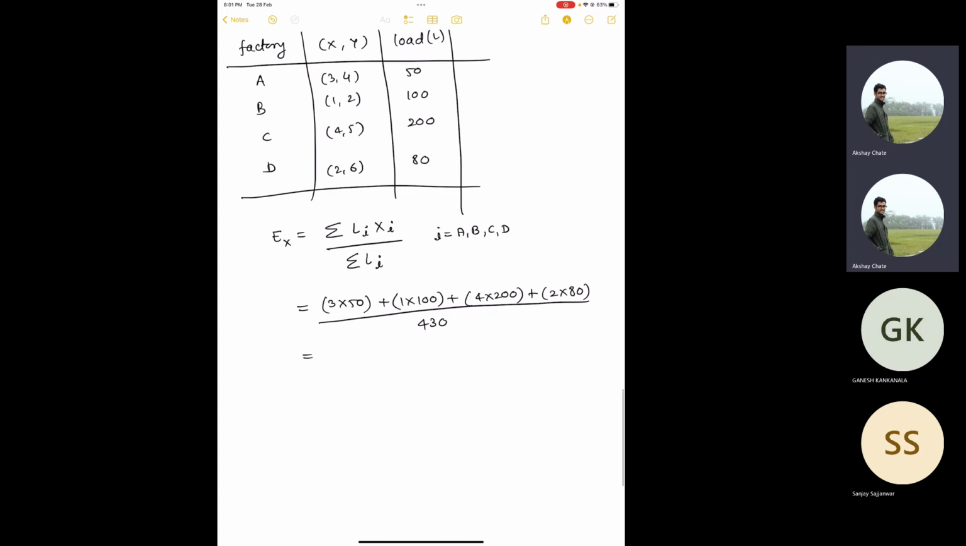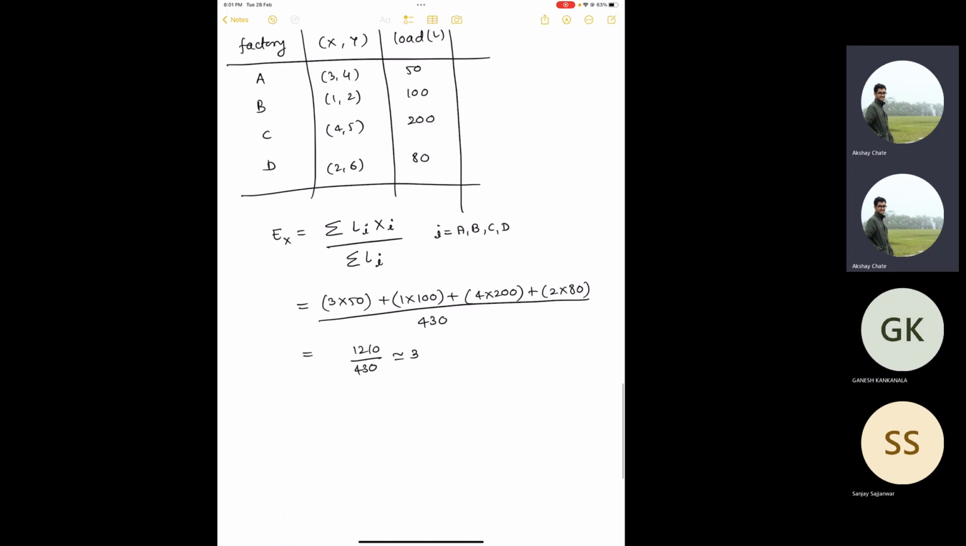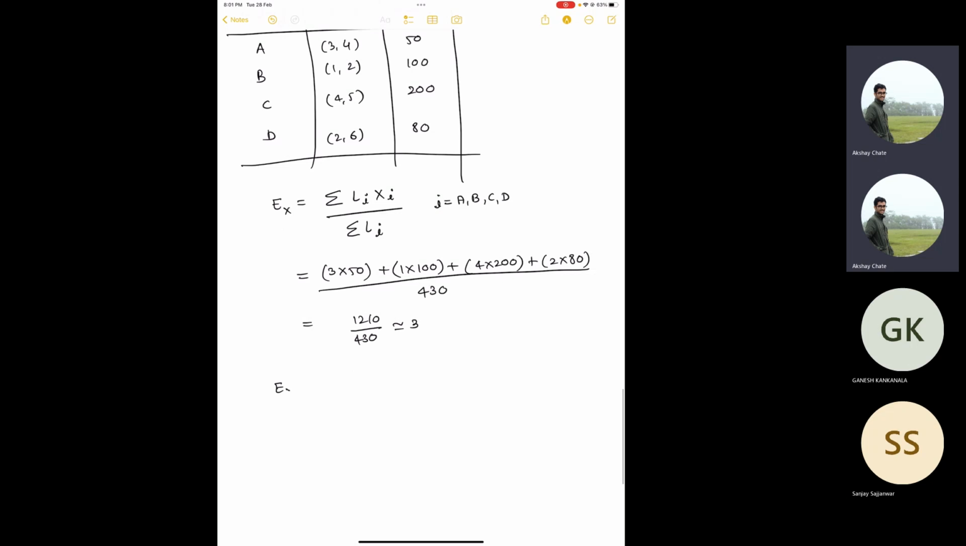So this will be 150 plus 100, 250. 250 plus 160, which will be 410, and then 800. So it will be 1210 divided by 430. It will be approximately 3. Okay, I am not doing the exact calculation. You can do that. It is just a calculator thing. And you again calculate the y coordinate. Similarly, same formula. Instead of x, you use y.